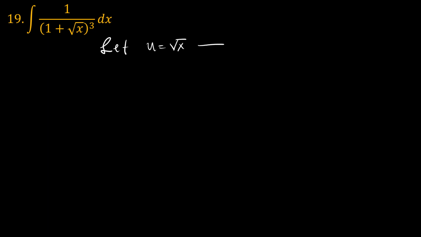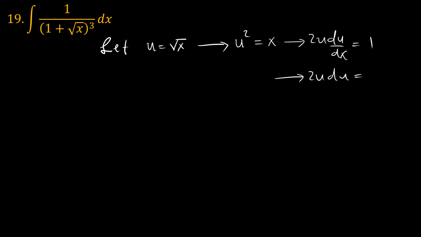To problem number 19, the indefinite integral of 1 over the cube of 1 plus square root of x. I think one thing I may want to do is just say let u be equal to square root of x. And what that means is that u squared is equal to x, meaning that 2u du dx is equal to 1. And so 2u du can be used to substitute for dx.